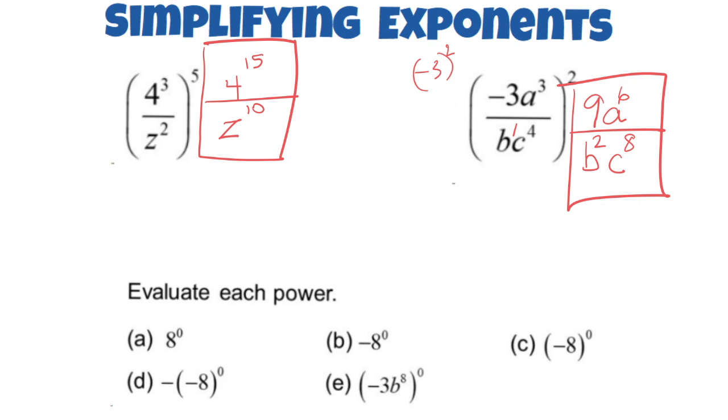Okay, let's practice with that whole negative thing one more time, and we're going to put that 0 exponent in and see if you can figure out where that plays a part. All right, this first one, part A, is the very basic 8 to the 0. Anything to the 0 power is equal to 1.